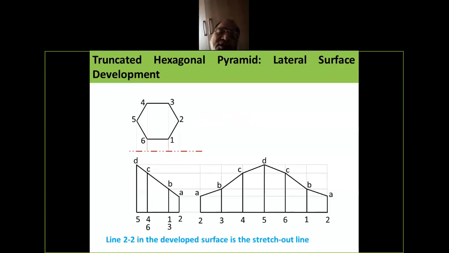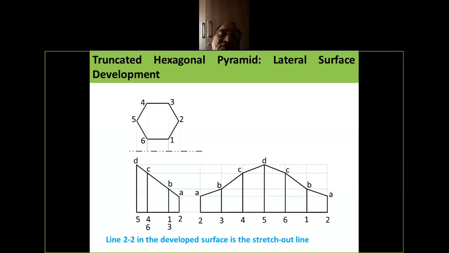This one is a pyramid. Pyramid or prism, you already know the difference between pyramid and prism. In a pyramid all the generators will meet at a point at the apex, and in a prism, base and top are of the same shape and size. So this one is a pyramid.